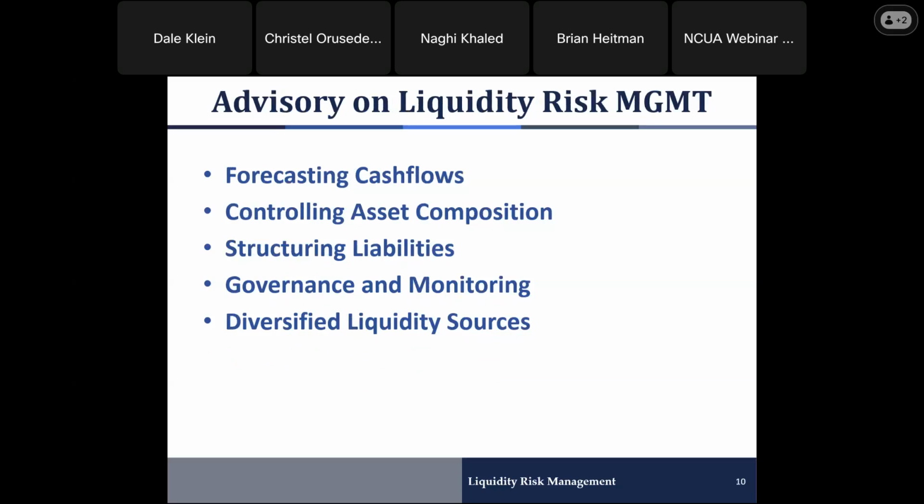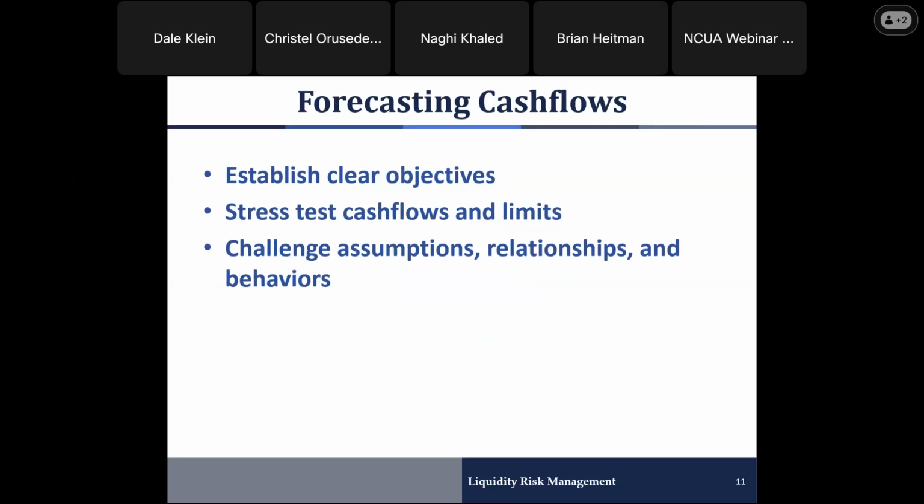In January, the NCUA issued an advisory on liquidity risk management, which is provided as an appendix to this presentation. The advisory on liquidity risk management highlights 5 areas of concern: forecasting cash flows, controlling asset composition, structuring liabilities, governance and monitoring, and finally, diversified liquidity sources. We will begin by discussing cash flow forecasting.